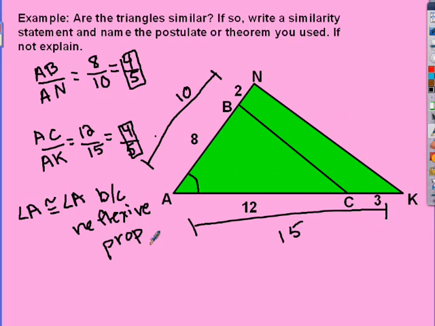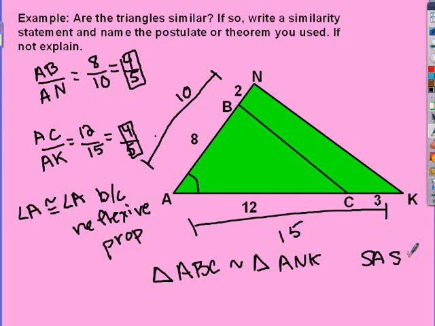So are these triangles similar? Absolutely. Let's write that similarity statement. Triangle ABC is similar to triangle ANK, and the reason? Side, angle, side, similarity. Alright, great. One more theorem.